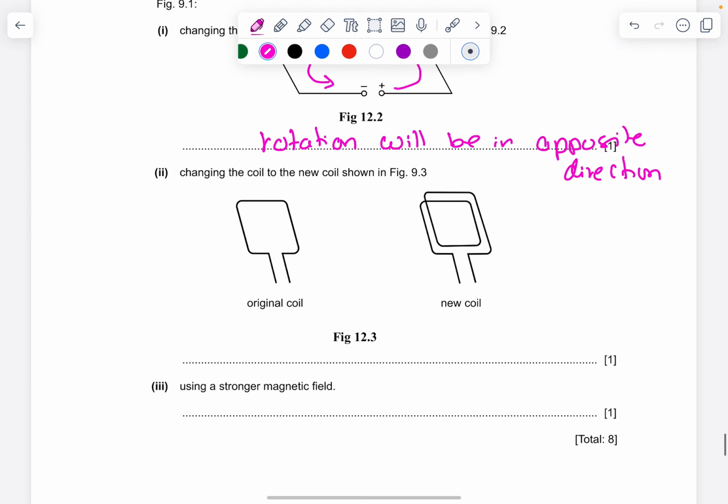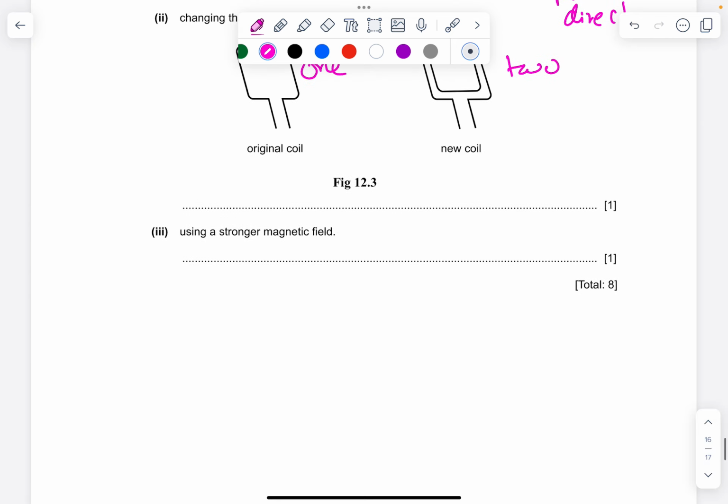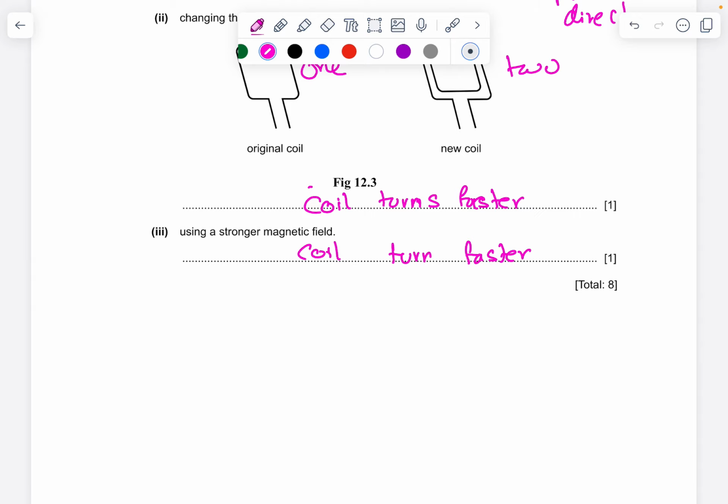Now, change of the coil to a new coil. The original coil is only one loop, whereas over here there are two loops. When there are two loops, more force will be there, so the coil will turn faster because there will be more current. And using a stronger magnetic field also will make the coil turn faster. That's going to be the answer.